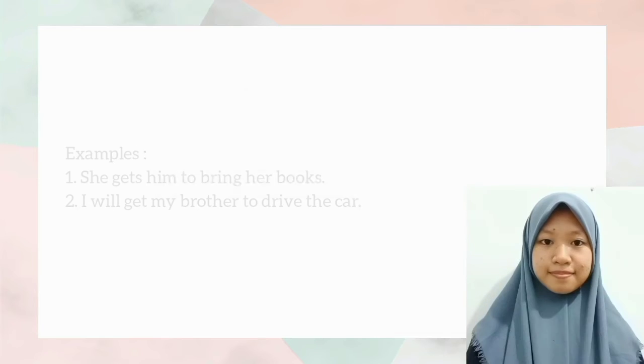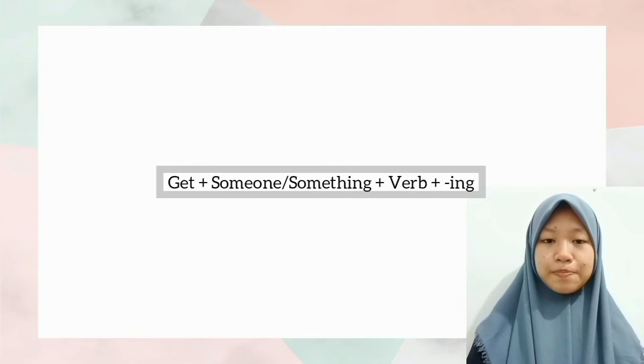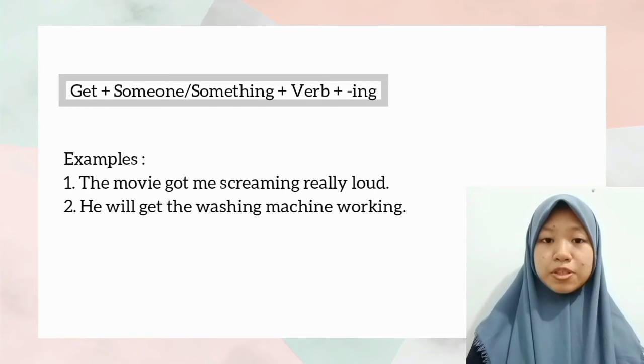The second formula of causative verb get is get plus someone or something plus verb plus ing. The use of a present participle doesn't change the meaning of get, but rather indicates an action performed continuously over a period of time. I have two examples. First, the movie got me screaming really loud. And the second example is, he will get the washing machine working.